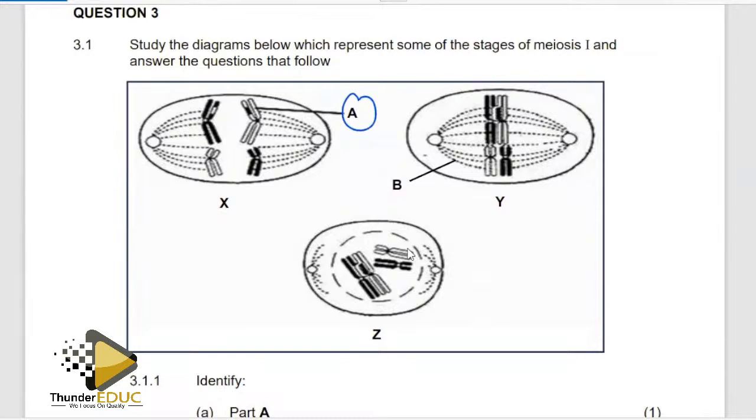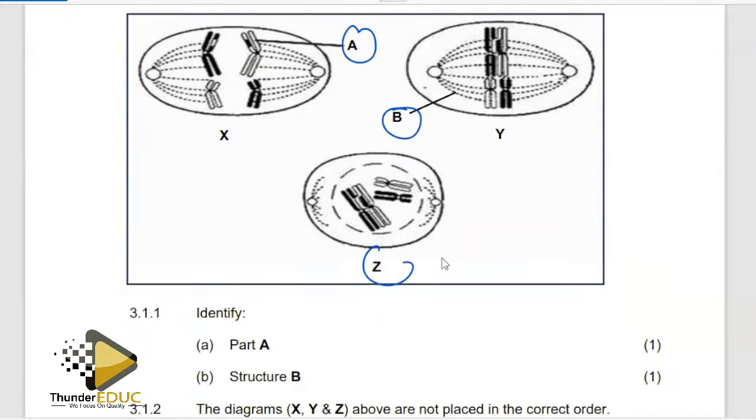What is A? If you are looking at the whole of the structure, it is a chromosome. But if you look at only one side, it is a chromatid. But in this case, we see it's a chromosome. So what is B? It is spindle fibers. And then, this looks to be prophase 1, this looks to be metaphase 1, and then this looks to be anaphase 1. Why? Because the chromosomes are homologous. See, they're still homologous.